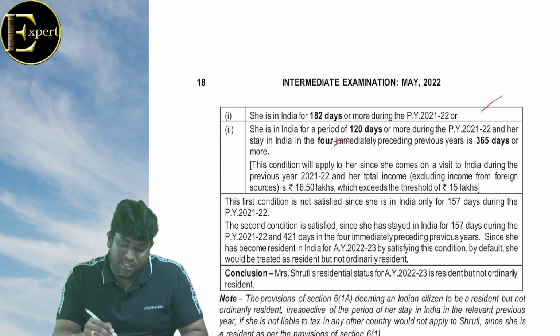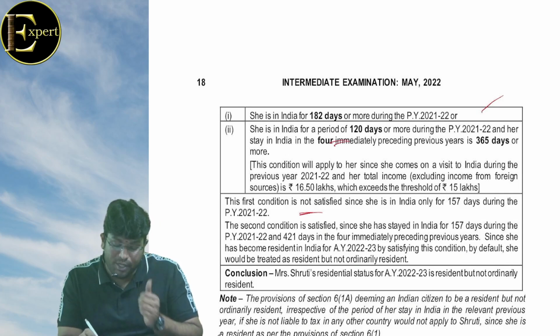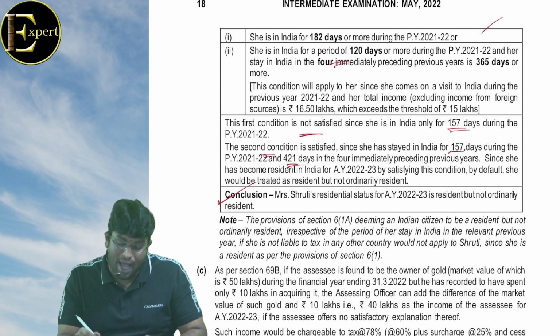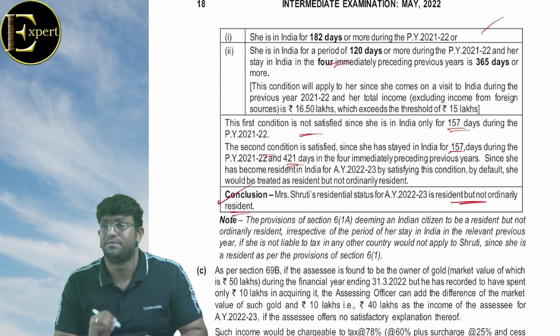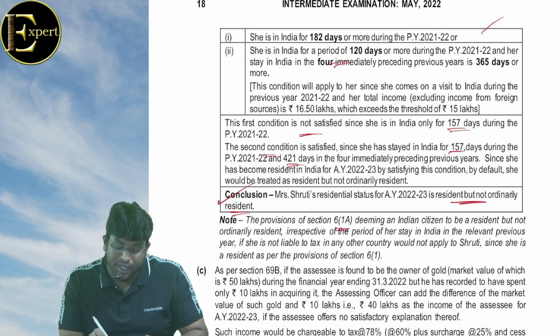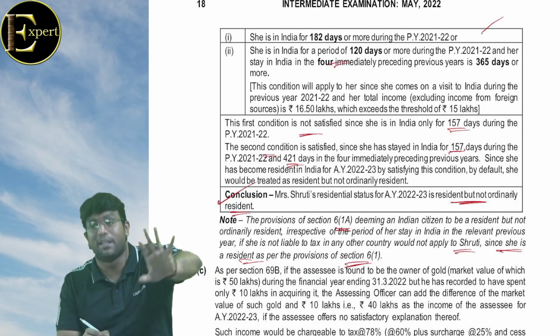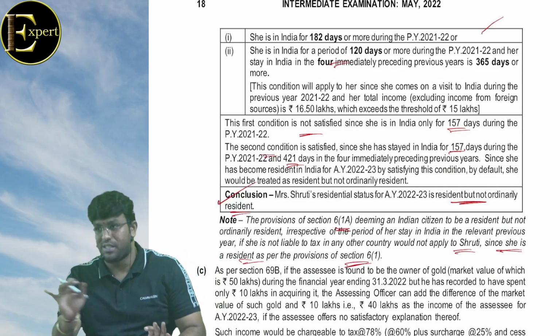182 days, or 60 and 365. The first condition is not satisfied because 157. The second condition is satisfied since 157 days and 421 days. And since Mrs. Shruti's status will become RNOR, the provisions of 61A, the deemed resident concept, will not apply since she is resident as per section 6. The deemed resident story will come only if she is not a resident at all. What deemed resident is, we will study later.